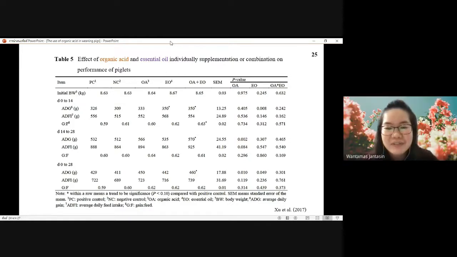Do you think there is another reason why organic acid can improve feed intake, especially in piglet diets?